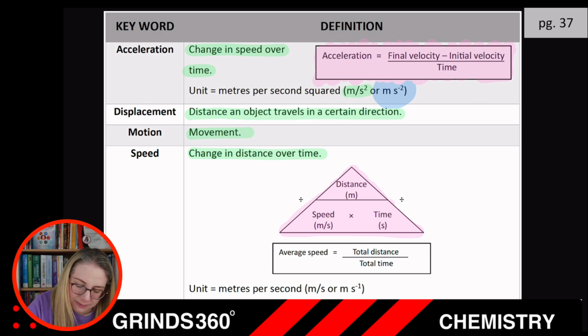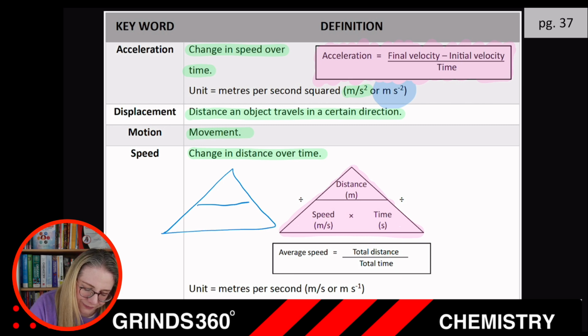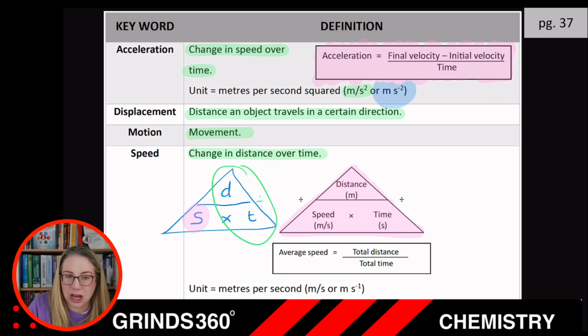Now, personally, I don't like writing stuff out that I don't have to. I'm a true chemist. Chemists are lazy. So we have distance, speed, and time like that. Now, why the triangle is useful is if I wanted to work out what the speed of something is, then I'm focusing over here on this side. It's the distance divided by the time.